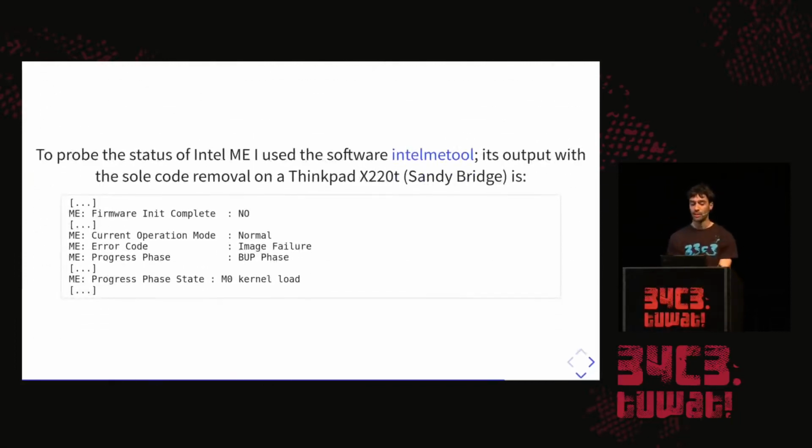Moreover, to check the status of IntelliMe, I used the IntelliMe tool, a tool from the Coreboot project, to retrieve the status of IntelliMe. Here you can see its output on a ThinkPad X220 with the sole code removal. For example, you can see the error code, which is image failure. So it tried to load a module, but that module didn't have a valid hash. And you can see that the firmware init complete has not been completed, and the current progress phase is the BUP phase. IntelliMe is stuck trying to load the kernel, but it can't load the kernel because the kernel is not correctly hashed.